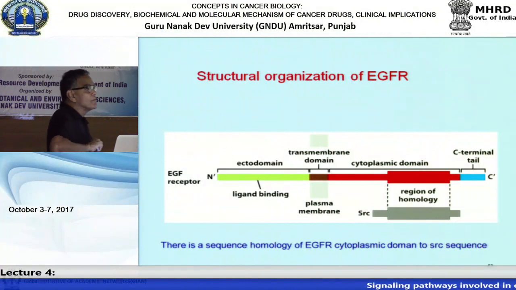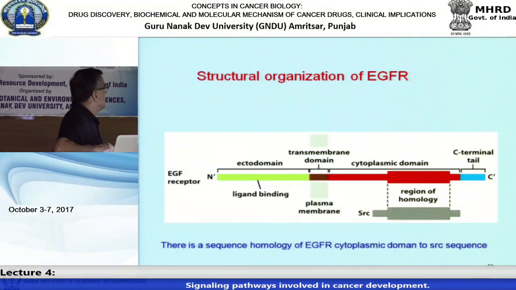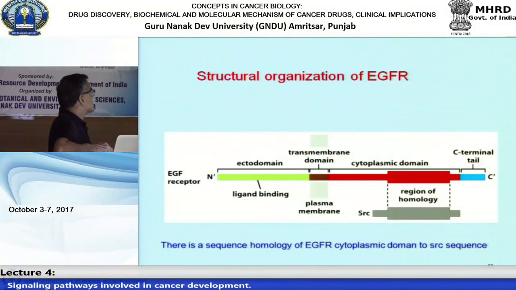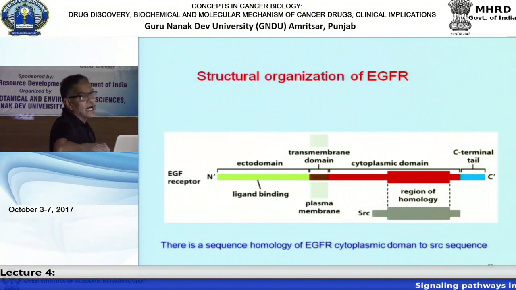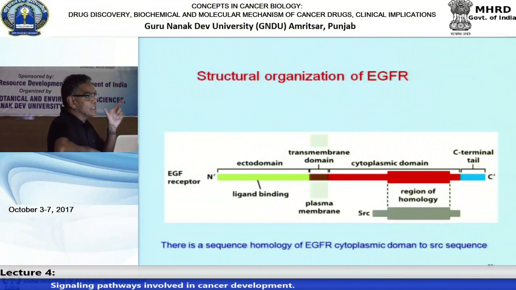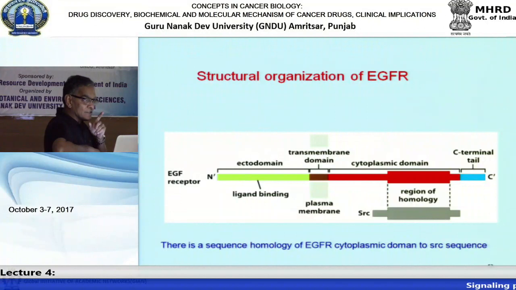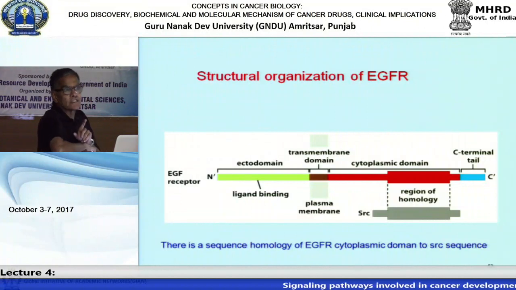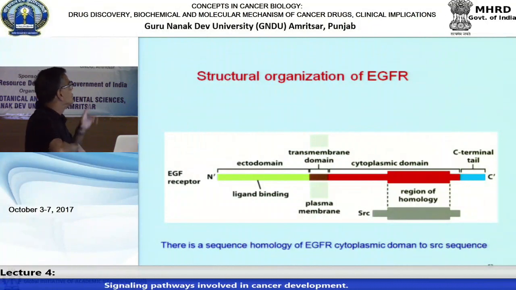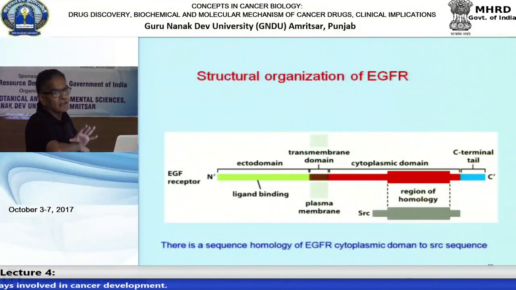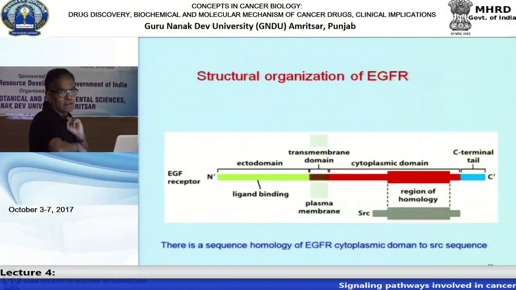That C-terminal end is going to have function. The most important part to remember is that in the EGF receptor structure, you have a SARC homology. So there is an area in there which is identical to SARC. Now, as we said in the previous slide, SARC is carcinogenic. That is responsible for causing cancers, right? So if you have an EGF receptor with SARC homology, that means it's prone to causing cancers. That's the thing you have to remember.